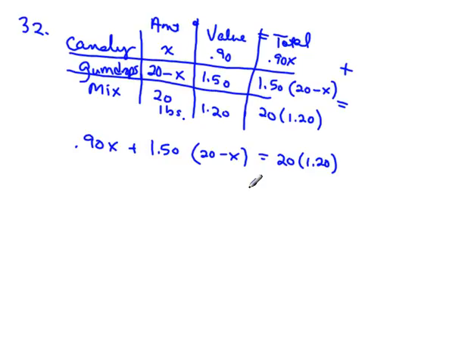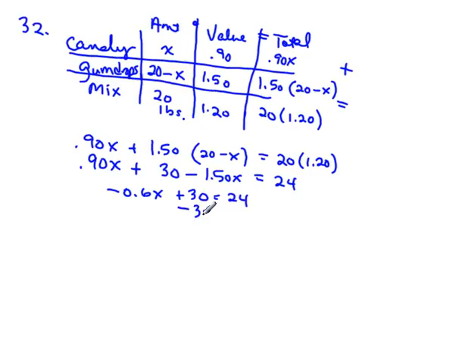The hard part's done. Let's distribute. 0.90x plus 1.50 times 20 is 30, minus 1.50 times the x is 1.50x, equals, and 20 times 1.20 is 24. If you don't like working with decimals, you can multiply through here by 100, or you can just keep working with the decimals. Combine your like terms. 0.90x minus 1.50x gives you a negative 0.6x plus 30 equals 24. Get rid of the 30, so subtract 30 from both sides. Bring down the negative 0.6x. 24 minus 30 is negative 6. Divide by negative 0.6.